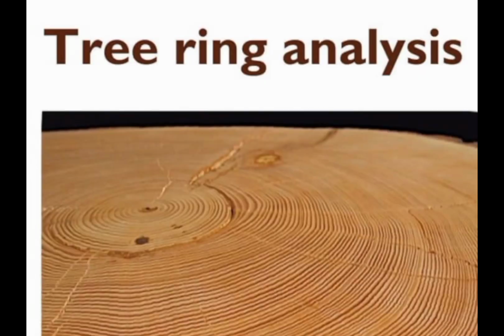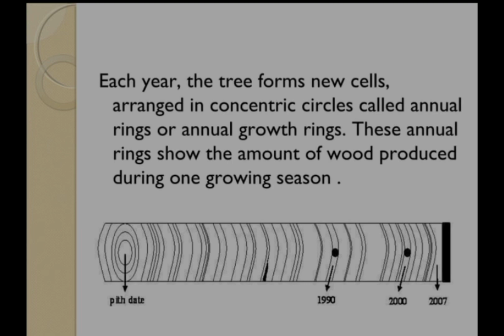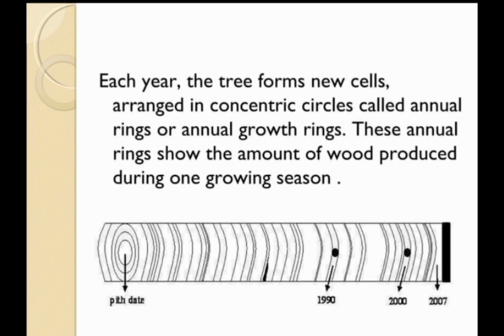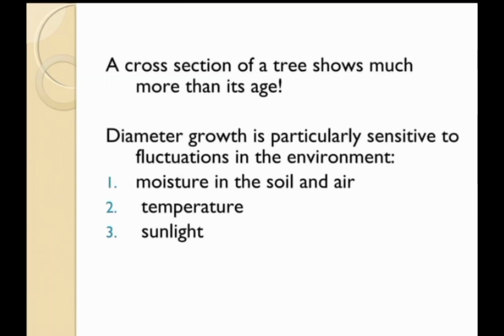Tree ring analysis. Each year, the tree forms new cells arranged in concentric circles called annual rings or annual growth rings. These annual rings show the amount of wood produced during one growing season. A cross section of a tree shows much more than its age.